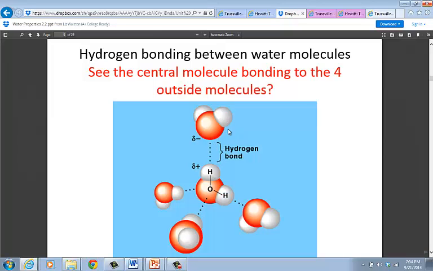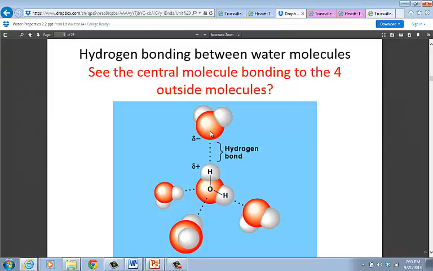So you can see there's four different methods of bonding. Here's our central water, and there's four different bonds coming up. One of them is a hydrogen bond between the hydrogen of this water and the oxygen of this. The oxygen of this water molecule and the hydrogen of this water molecule, and the other hydrogen and that oxygen. So four different bonds that it will make.